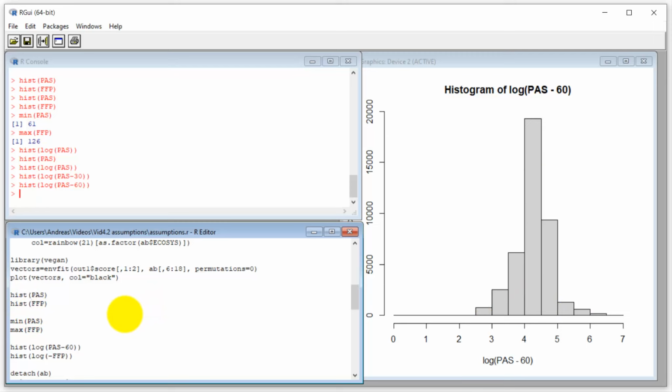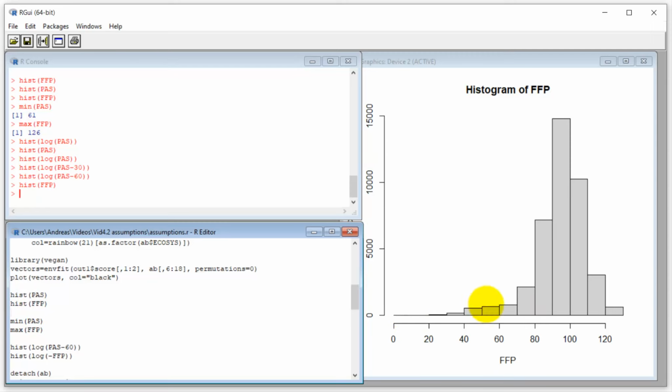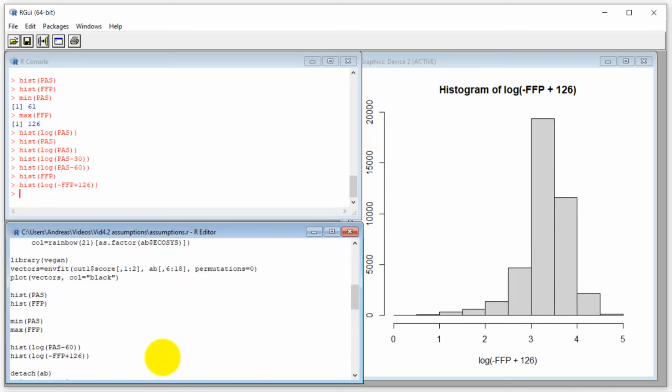And now let's look again at the frost-free period here. So that's a negative skew. Because it's negative, we have to multiply it by -1 and then add the maximum value so that we shift the whole distribution again into the positive range. So 126. And let's see how that looks. So in that case, we actually went a little over the top. So we did flip it, we did transform it, but we still have the tail on the left. So that means our transformation was a little bit too strong.